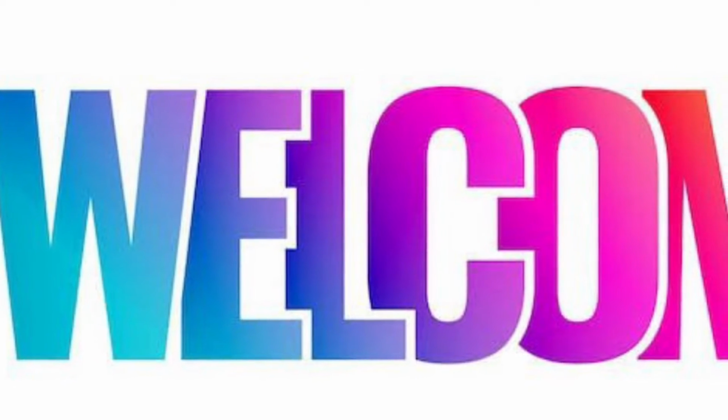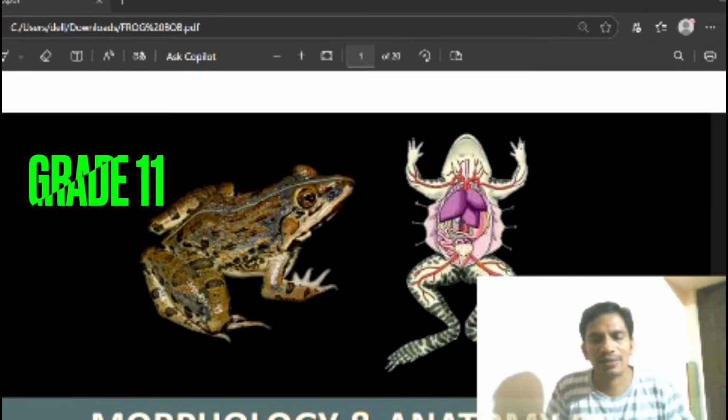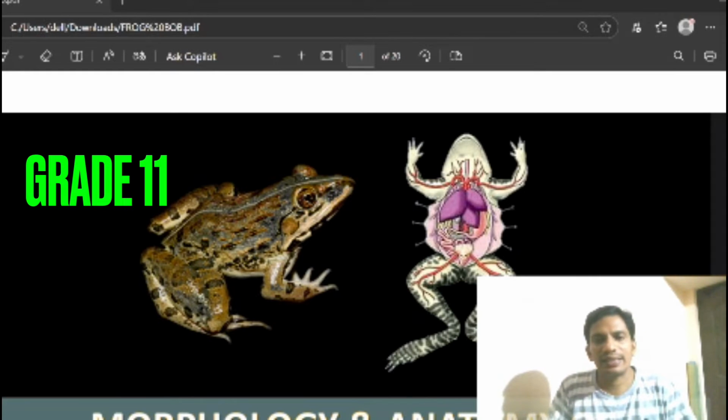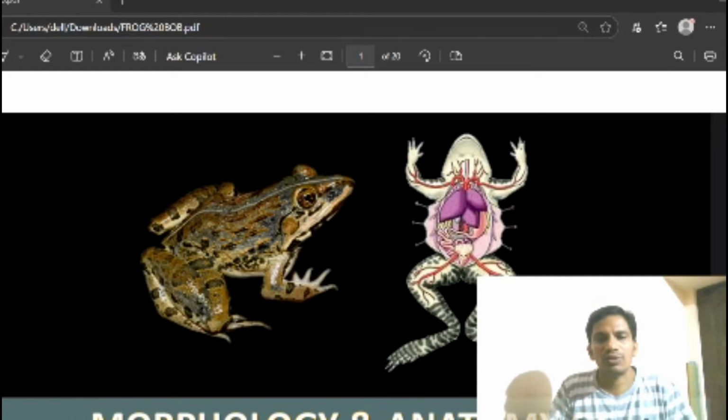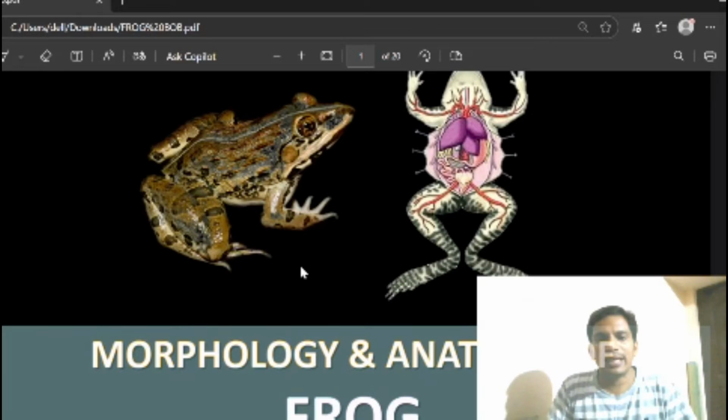Today we're going to discuss the morphology and anatomy of the frog, which is in the 11th standard and is very important in NEET. Frog, cockroach, as well as earthworm, sometimes questions are asked from them.